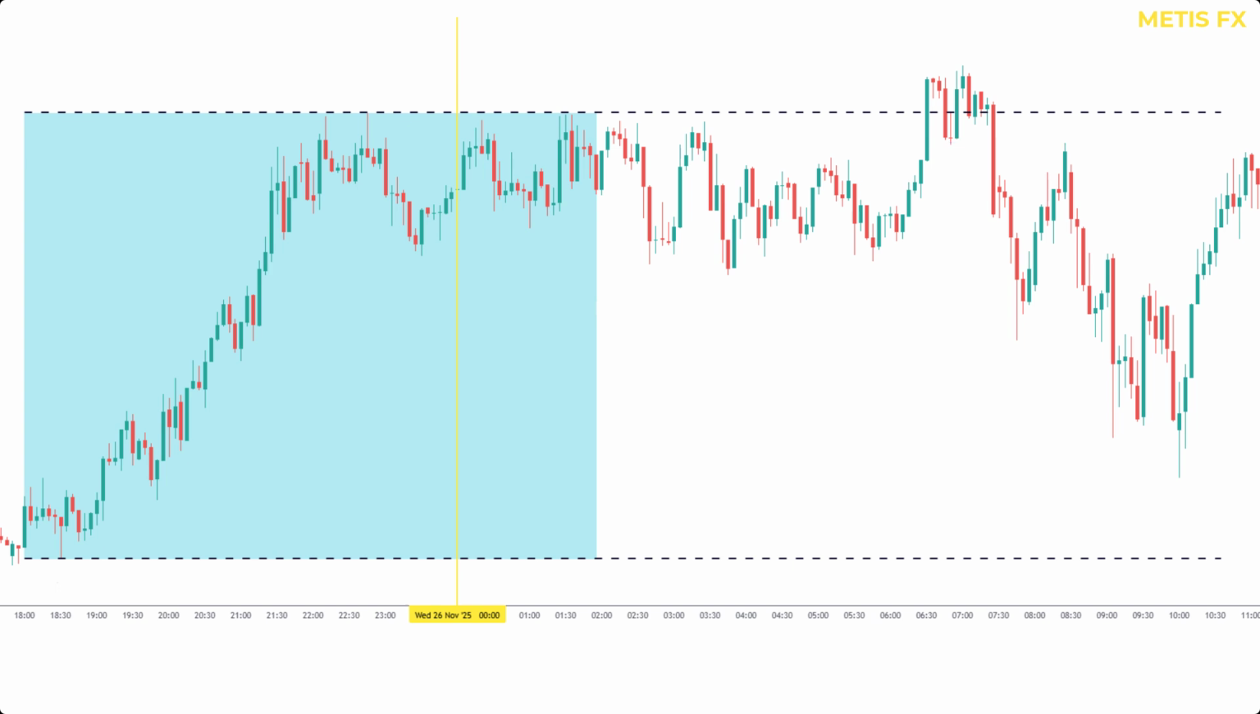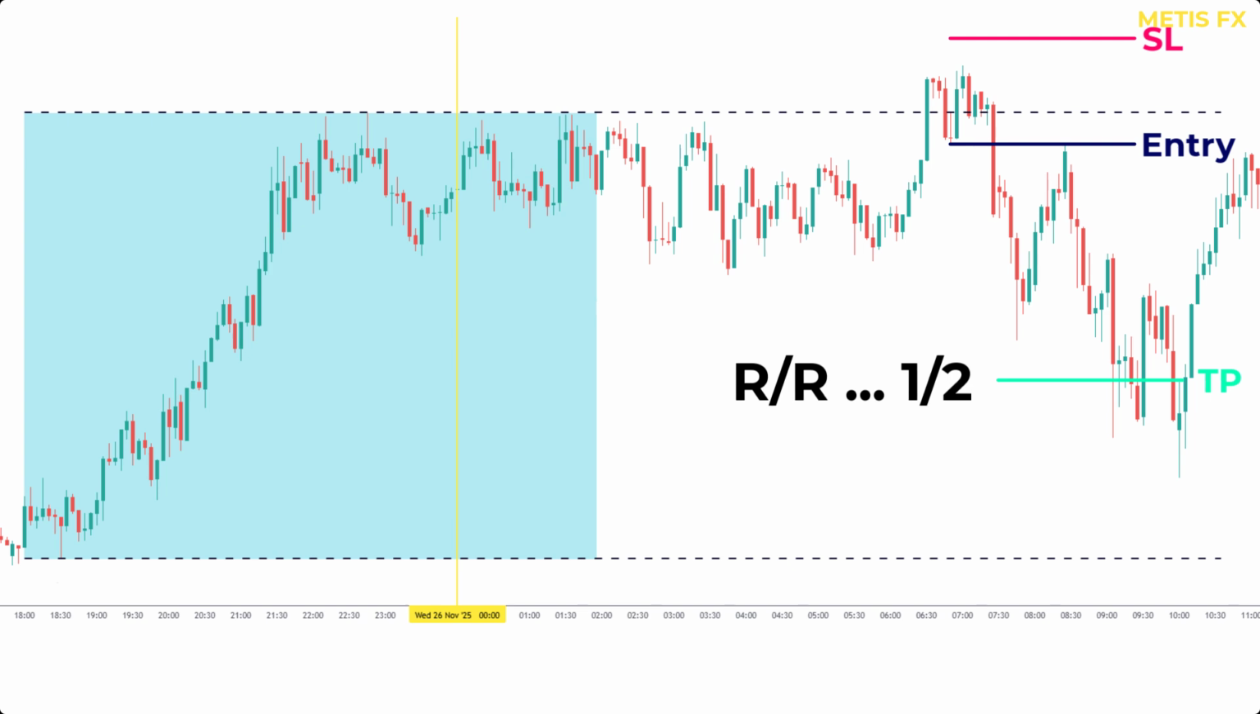The best entry point is this broken support level. We place a sell limit order at this level and wait for price to come back and activate it. And here this happens and the order is triggered. The stop loss should be placed safely above the last high, which in this trade is right here. The take profit is set to a fixed 2R reward and we exit the trade.